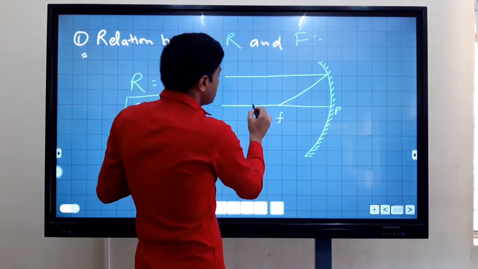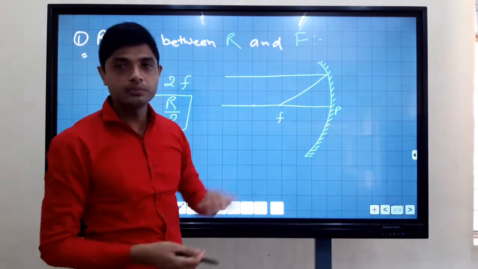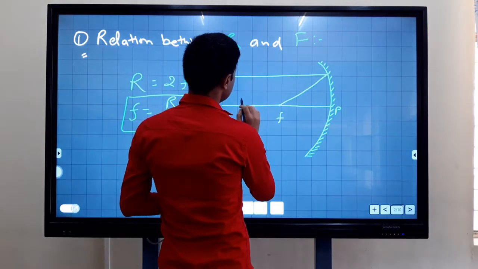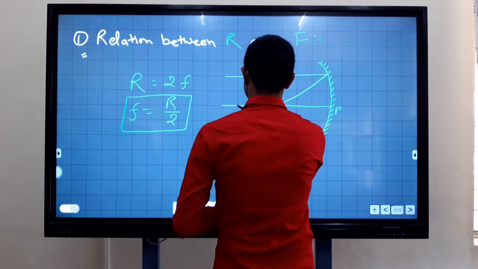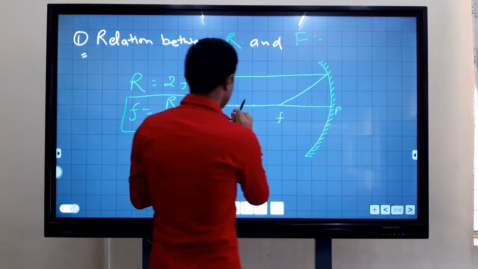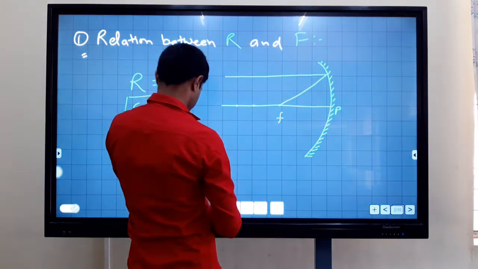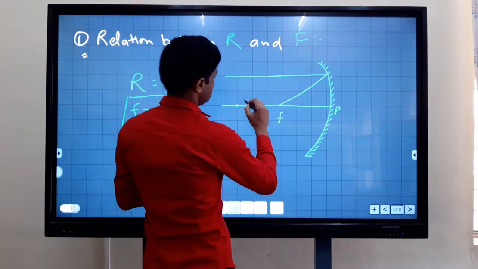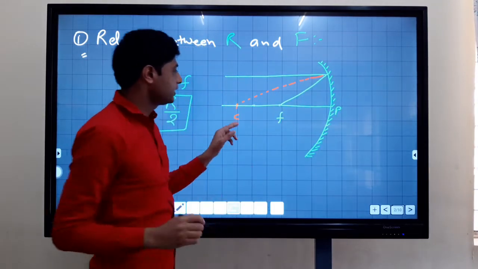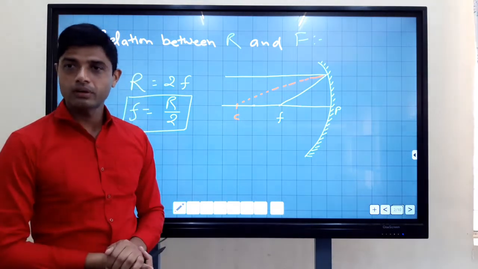When we draw a normal on this mirror, this normal always passes through the center of curvature of the mirror. It is the center of curvature. It is the focal length and it is the center of curvature.